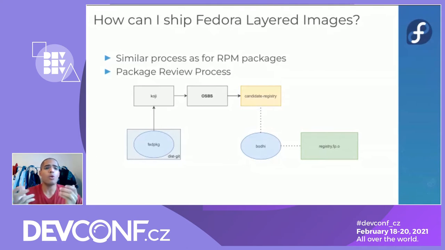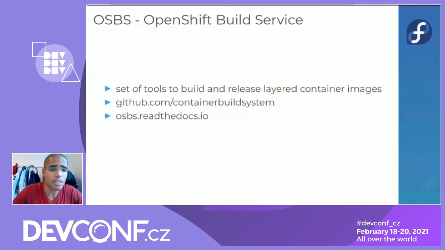Okay, so what is OSBS that I've been talking about? OSBS is the OpenShift Build Service. OSBS is a set of tools to build and to release layered container images. As I said, it's not a single program, it's like a set of them. And you can find the code, if you're curious, in github.com/container-build-system. And you can also read the documentation in osbs.readthedocs.io if you're curious as well.